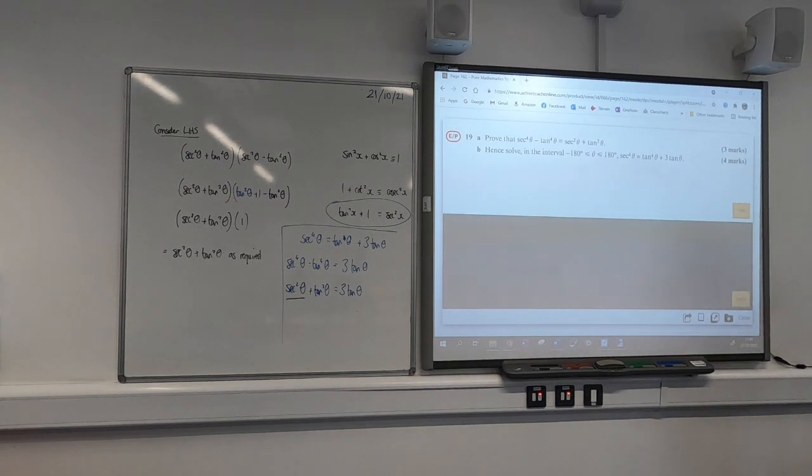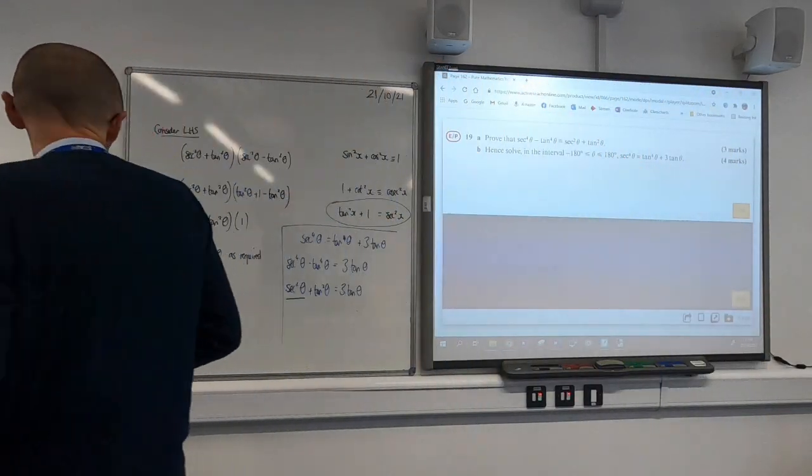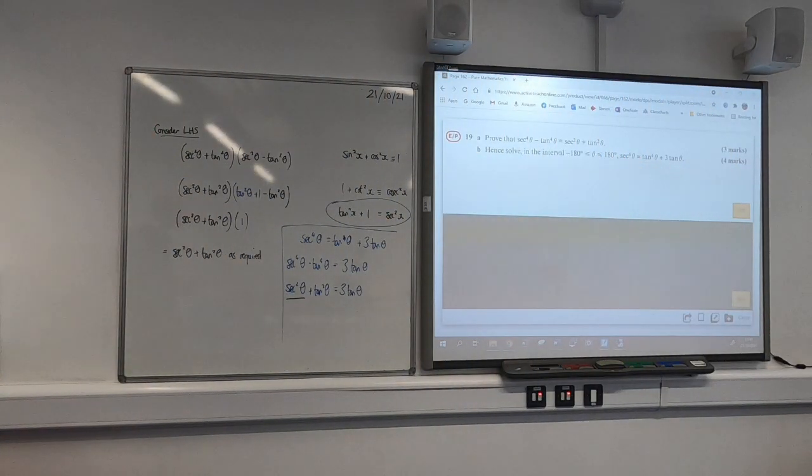Once you get your quadratic, line it up, 0 on the right hand side, use your calculator to solve it. Those will be your tan theta solutions, so you're going to shift in those to get your theta solutions.